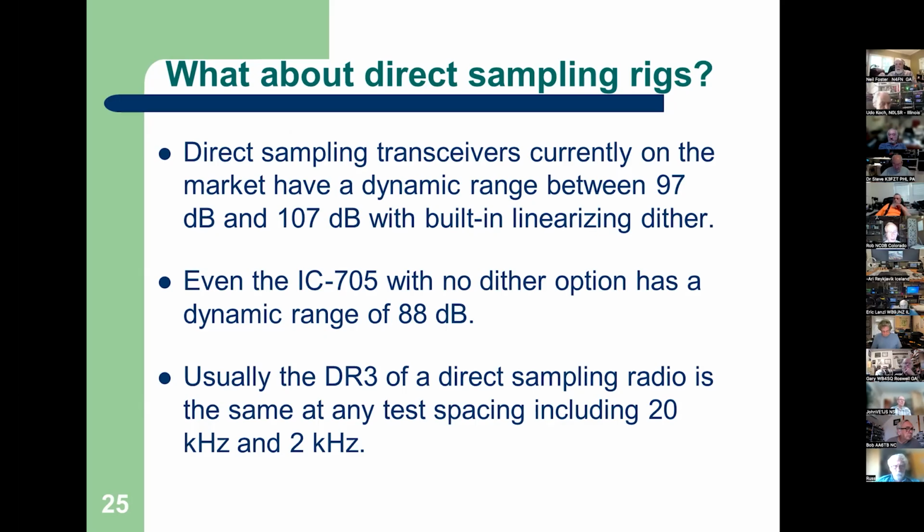Now, one thing with a direct sampling radio, it doesn't matter whether you're testing it at 20 kilohertz or 10 or 5 or 2, because it's just a different architecture. So you don't see that big difference like we did when we were looking at our TR7 or ICOM 756 Pro 3 or whatever.